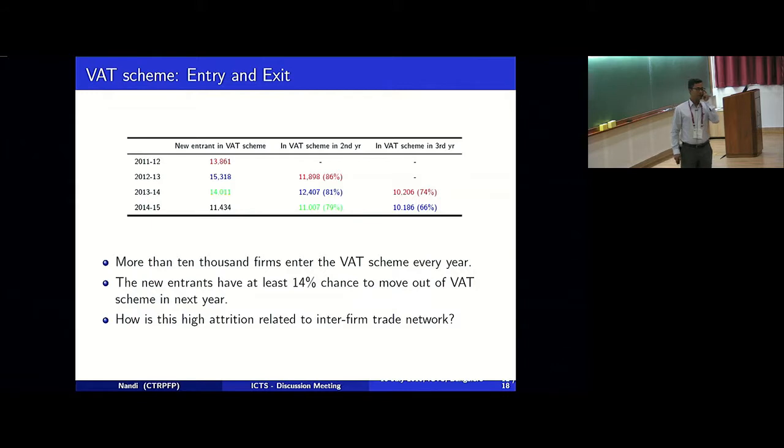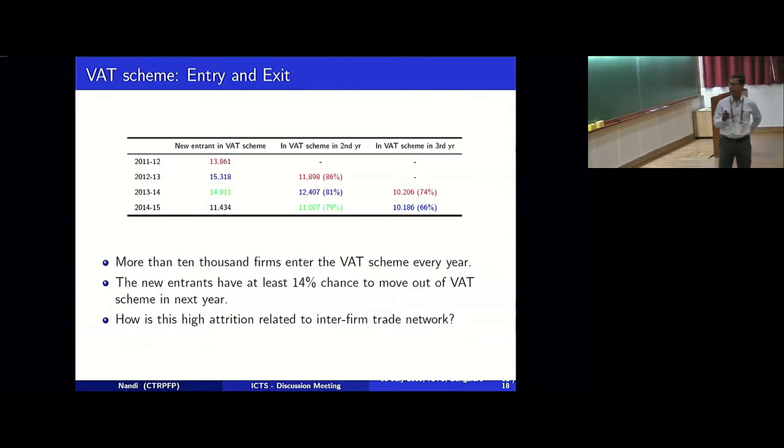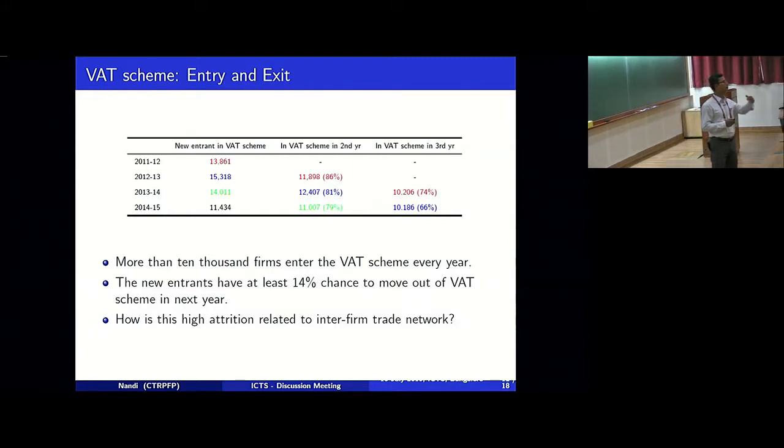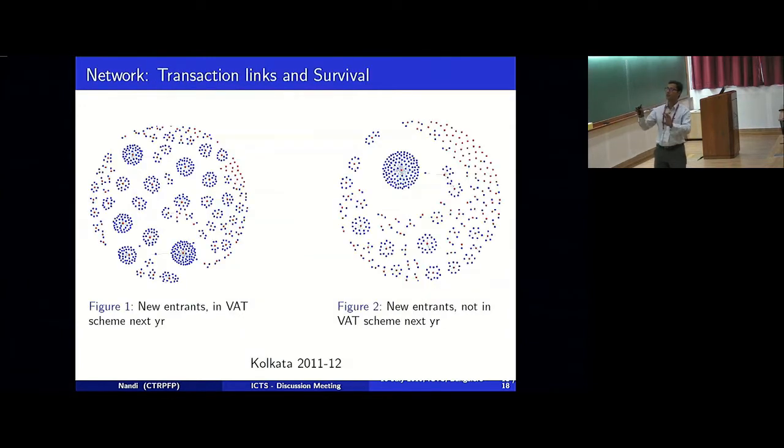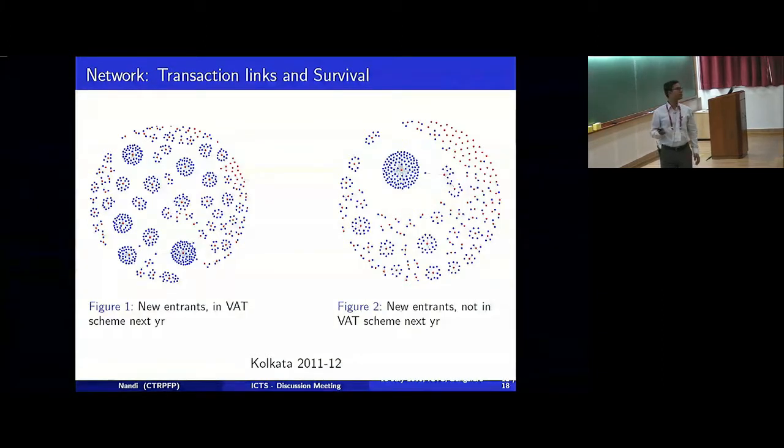What we try to do is see whether this entry or exit from the VAT scheme or from the market is related to the trade network. What I mean is, if I have an important supplier, whether that fact has any effect on my probability of going out of the market in the next period. So as I said, I cannot do justice to this big network, so I do a very simplified thing. I take 100 firms randomly. All the red dots are new entrants. So you will have 100 red dots here and 100 red dots here.